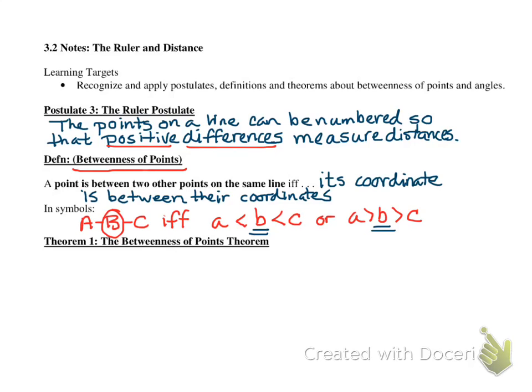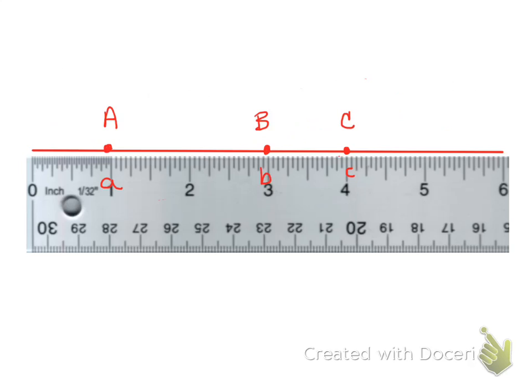So let's look at the ruler again. For our picture here, obviously B is between A and C because the coordinate associated with A is 1. The coordinate associated with C is 4, and 3 is between 1 and 4.